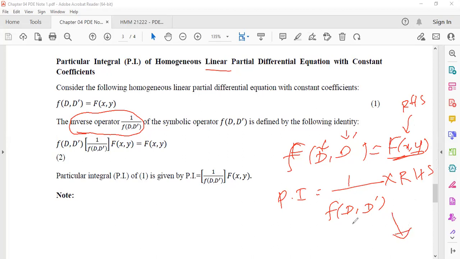You have to keep in mind we are using this inverse operator times the RHS, whatever function they have given. So in terms of this function, the solution will be changed. That's what we're going to see.